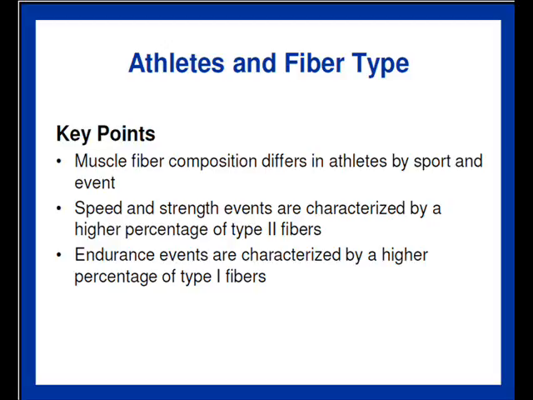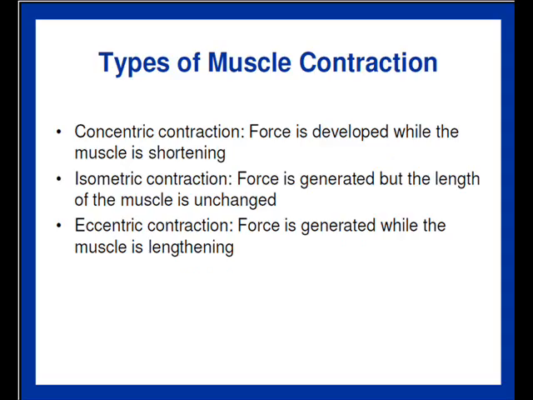Okay, just want to finish off then on types of muscle contraction. As you've all probably seen before, there are 3 types of muscle contraction. Concentric: muscle shortening. Isometric: the muscle length is unchanged. And the eccentric contraction: muscle lengthening.